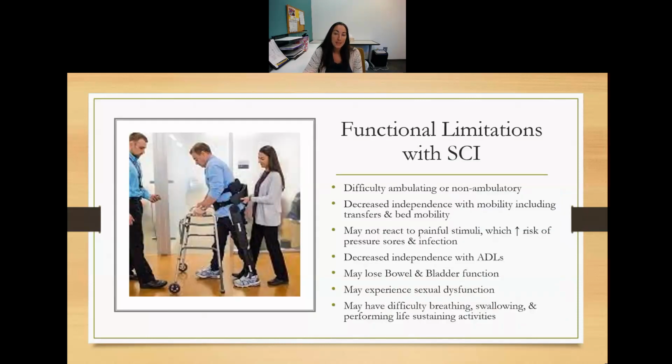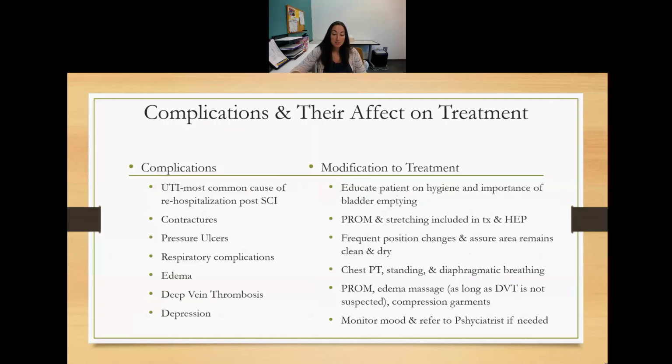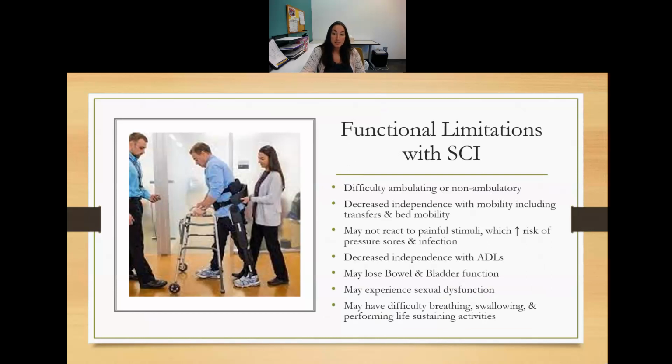Okay, so with spinal cord injuries, there are some common functional limitations. Of course, most have difficulty walking or are non-ambulatory, and decreased independence with mobility, including transfers and bed mobility. May not react to painful stimuli, which would increase their risk of getting pressure sores and infection. Decreased independence with their ADLs, may lose bowel and bladder function, may experience sexual dysfunction, and may have difficulty with vital functions like breathing, swallowing, life-sustaining activities. And all that depends on the level of spinal cord injury.